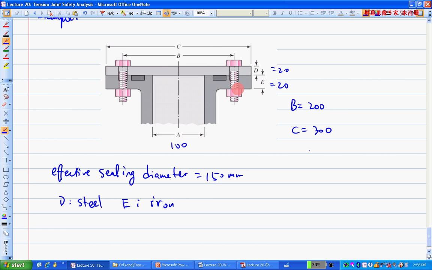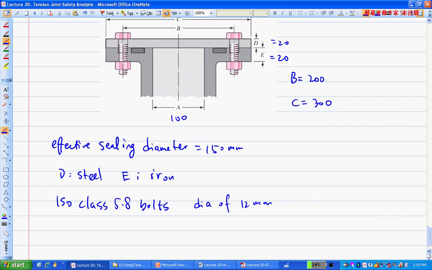The bolt we used here is ISO class 5.8 bolts, with a diameter of 12 millimeters. So basically it's M12 times something, right? How many bolts do we have? We have 10 bolts here.